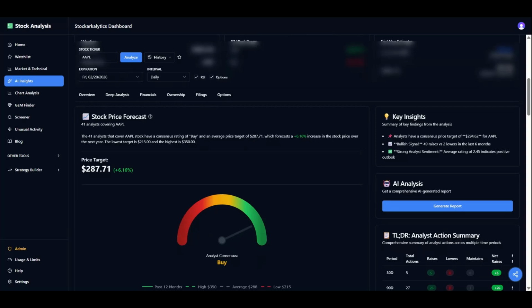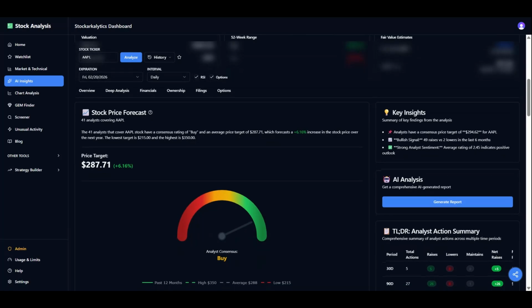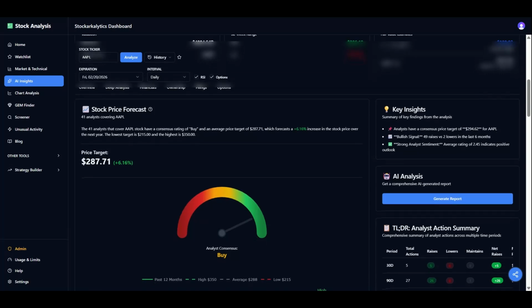Now, inside the overview area, the first big block is the stock price forecast. This summarizes what analysts are implying overall, like the average target and the expected upside or downside from current price. On the right, key insights is just a quick bullet summary. This is meant to be the fastest way to understand the headline takeaways before you dive deeper.